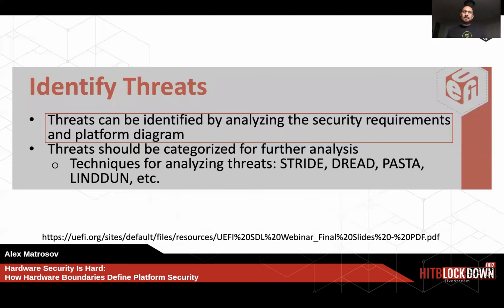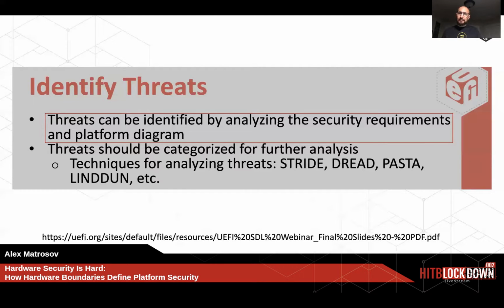But let's go back to how security architects usually define threat modeling. Look at this brilliant slide captured from the UEFI forum presentation, and it says that by analyzing security requirements and platform diagrams, it is enough to basically understand the threats and define the threat model.